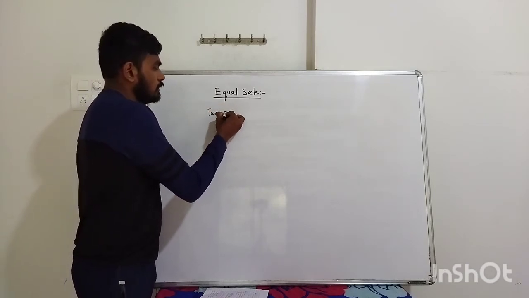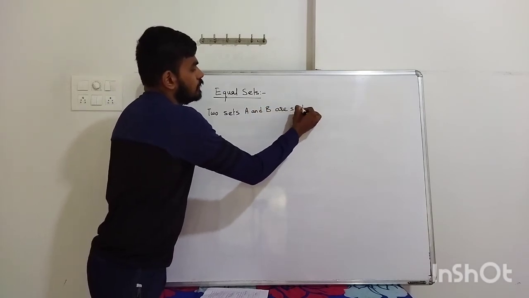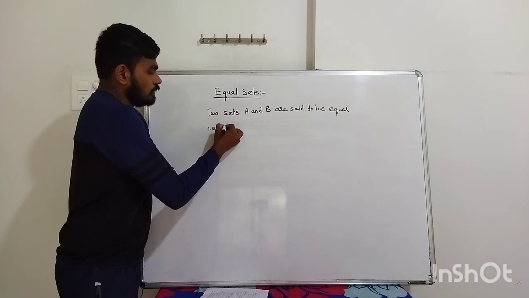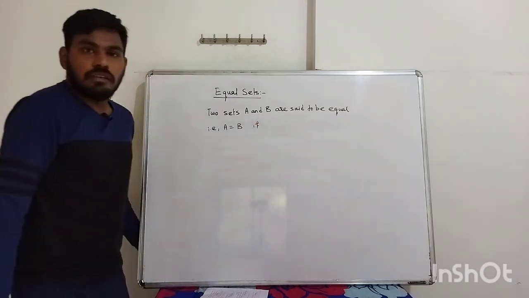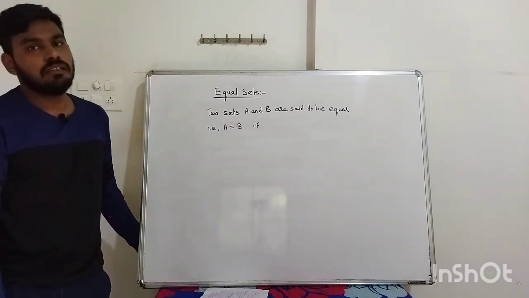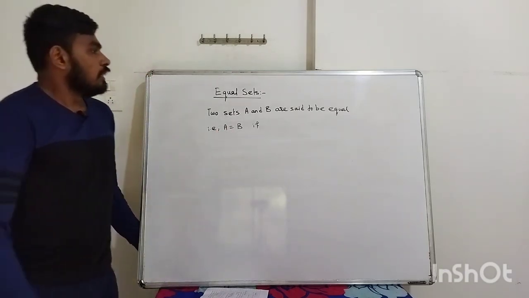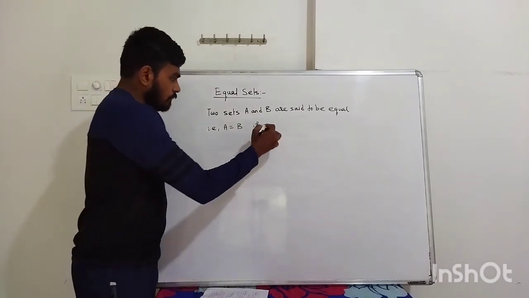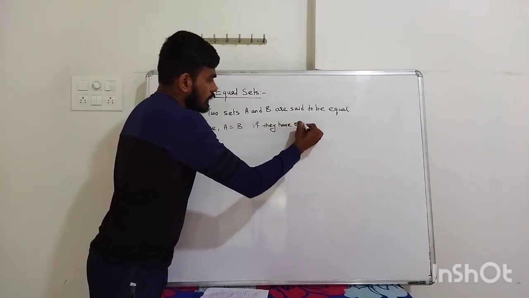Two sets A and B are said to be equal, that is A is equal to B, if every element of A is an element of B and every element of B is an element of A. Then we say that A is equal to B. Or whatever element is present in A is present in B, if they have exactly the same elements.